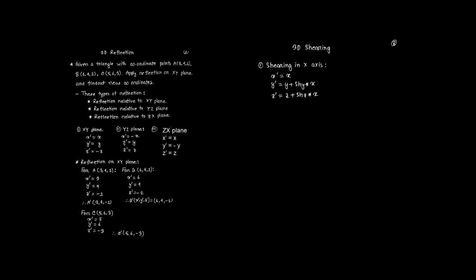3D shearing can be of 3 types: shearing in the x-axis, y-axis and z-axis. Nu x will remain the same for the x-axis, and so for the y-axis, y will remain as it is, also z will have no change in the z-axis. The other 2 points will change according to the formula as given.